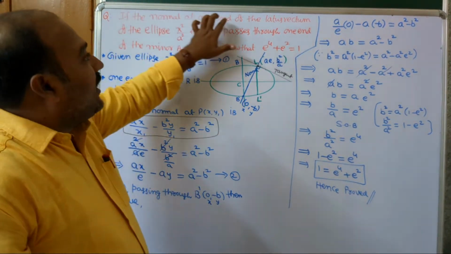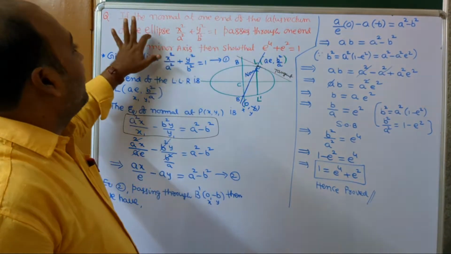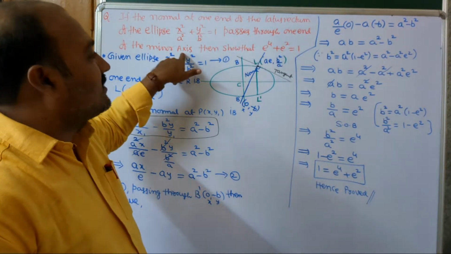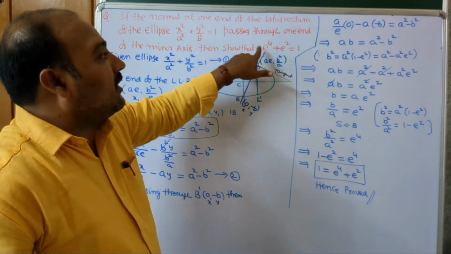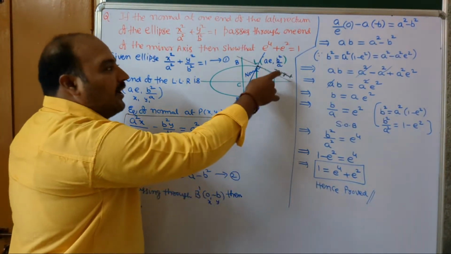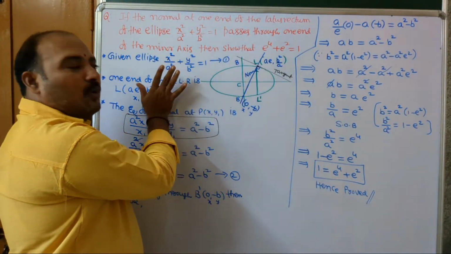If the normal at one end of the latus rectum of the ellipse passes through one end of the minor axis, then show that e power 4 plus e square equal to 1. Ellipse equation, first you have to write it.